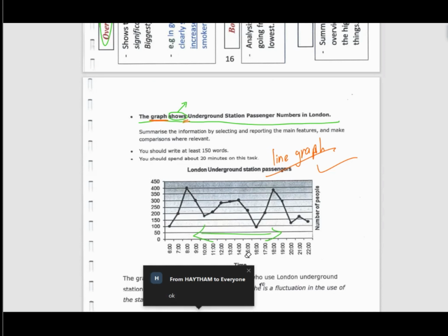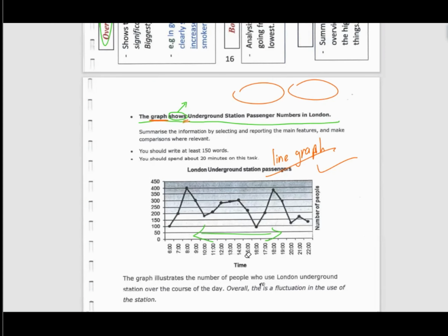But if it is two pie charts, the two pie charts show, because pie charts is plural. It should be show. The two pie charts show the underground station passenger numbers, for example. When you paraphrase it, it will be the two pie charts explain or illustrate, without S. Without S. That is the rule.